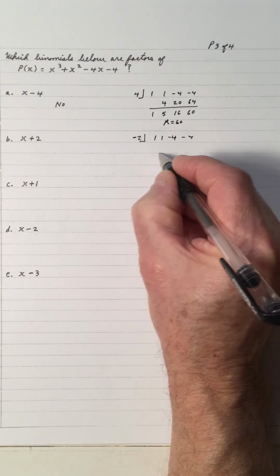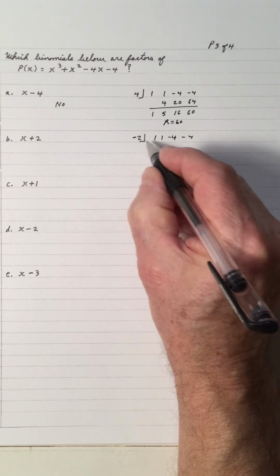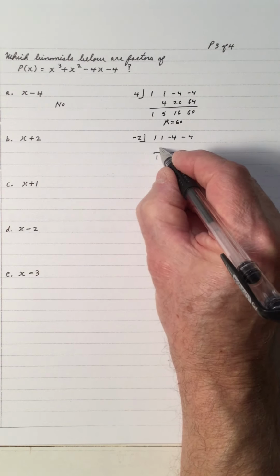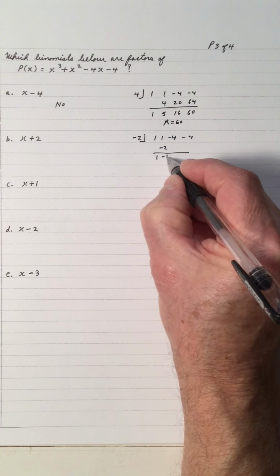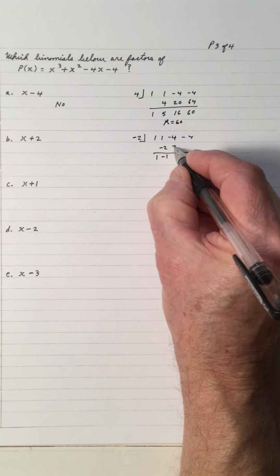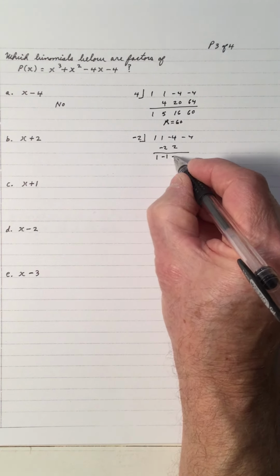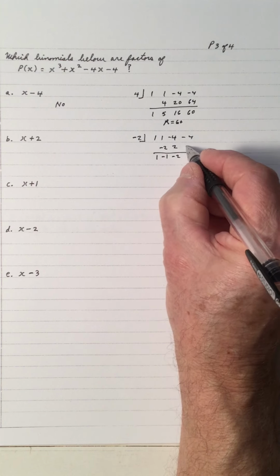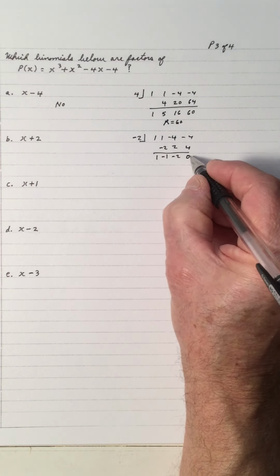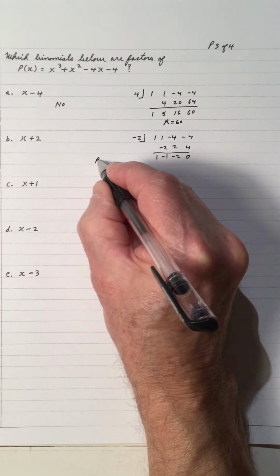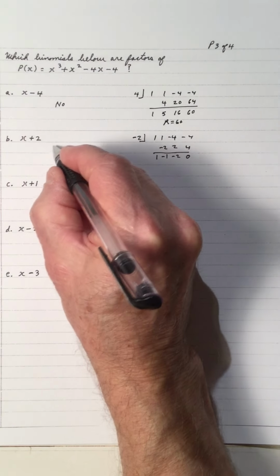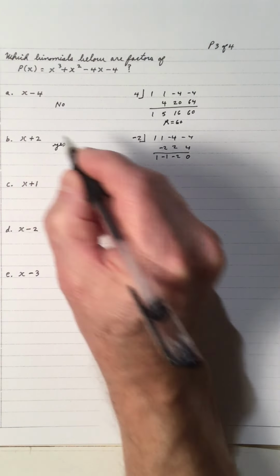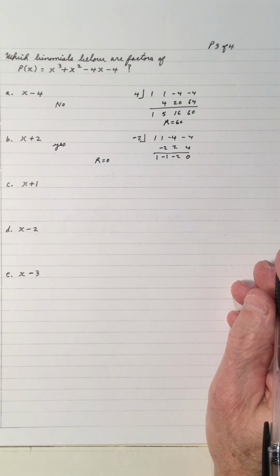Draw a line, bring down your 1. Negative 2 times 1 is negative 2, add negative 1. Multiply is a 2, add negative 2. Multiply is a 4, 0. So we have the remainder is 0. So yes, x plus 2 is a factor.